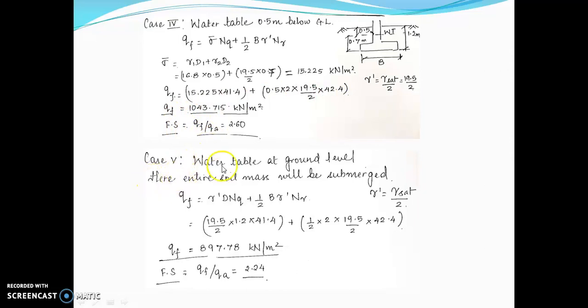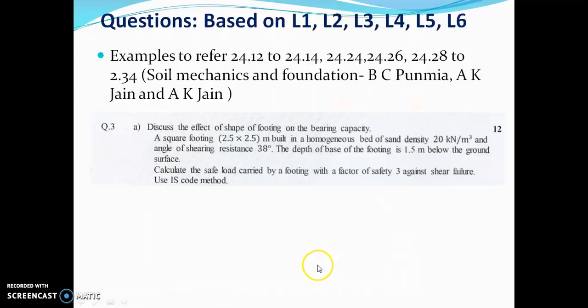Right? And the last case is when the water table is at the ground level. The water table from here, when it goes on top, what happens? Entire soil is submerged. So in both these terms, wherever there is gamma, it will be substituted by gamma dash. So sigma dash is directly written here. Gamma dash into D Nq plus half B gamma dash into N gamma. So 19.5 by 2 into 1.34, half into 19.5 by 2, again submerged, into 40.5. QF is equal to 897.78. F is equal to QF divided by Q. Now let me do the factors.